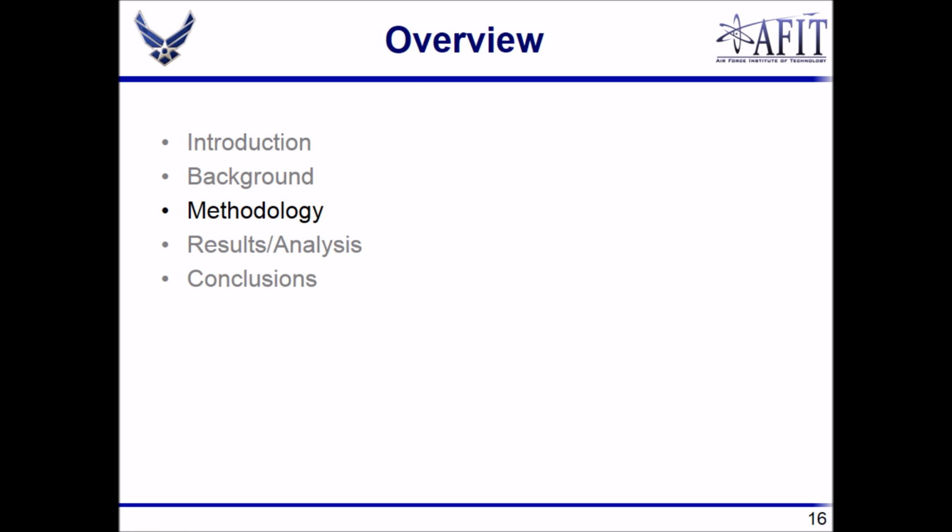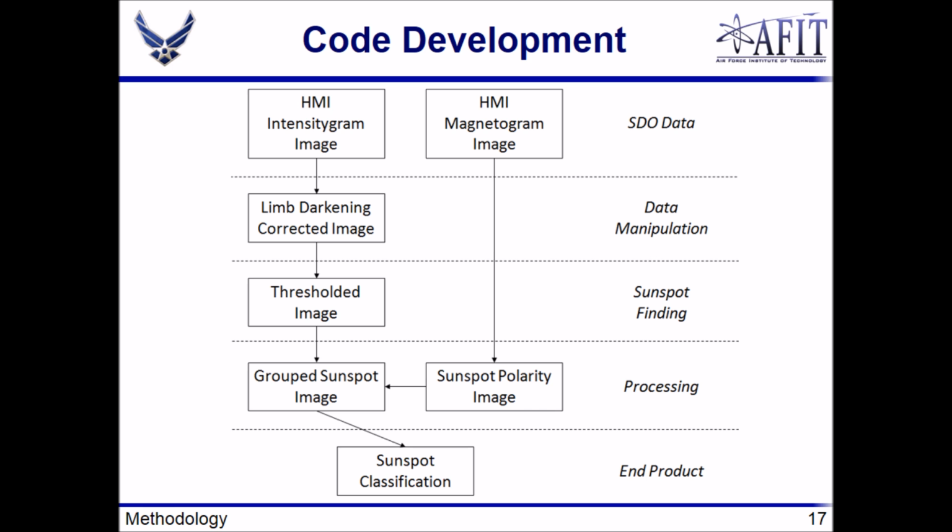All right, so on to slide 17 here. The code that I developed can be broken up into 5 basic parts. The first part deals with the acquisition of data from the satellite. We get that directly from the NASA website. The second, I should mention that there's an intensitygram image and a magnetogram image that we take directly from the satellite.